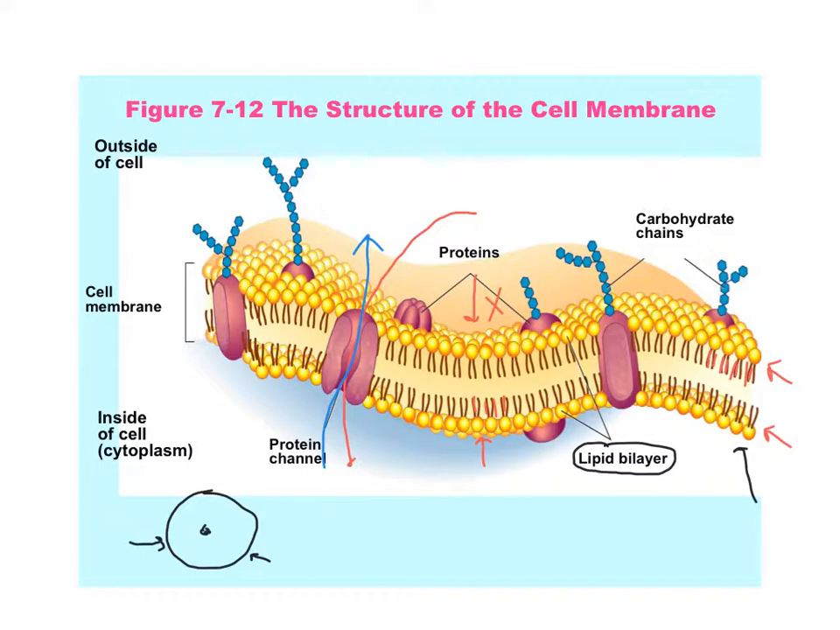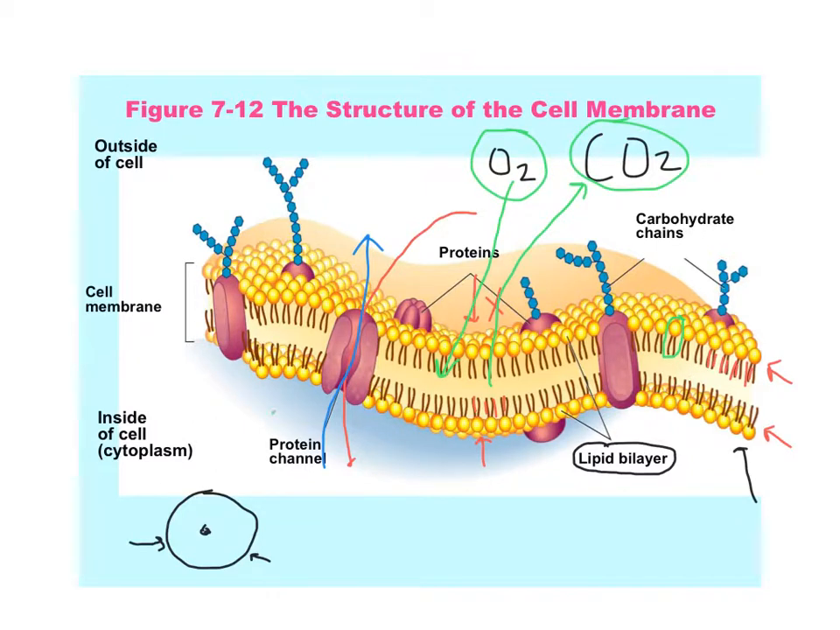Now, other things like oxygen, O2, which we breathe, and carbon dioxide, CO2, those gases, they can freely go in and out directly through the balloons and strings, directly through what these are called phospholipids. The balloon and string is called a phospholipid. So things like gases like oxygen and CO2, they don't need a door. They can go straight through the balloons and strings. They can go straight through the phospholipid bilayer.